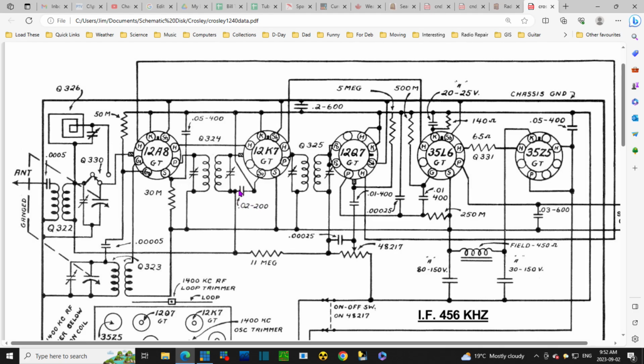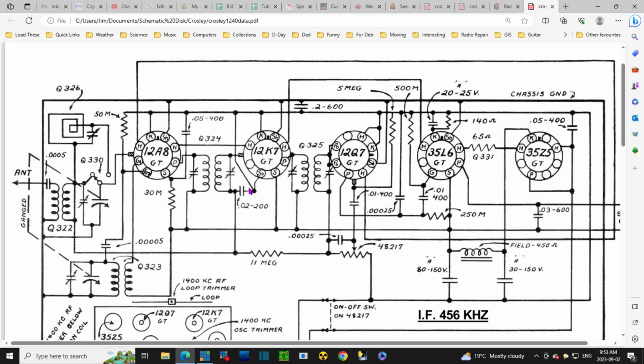What if this capacitor were shorted? Well, that would drive out the bias on these two tubes. You'd have no AVC action, and what you would really end up with, I think you'd end up with a silent radio. I think it would silence it.